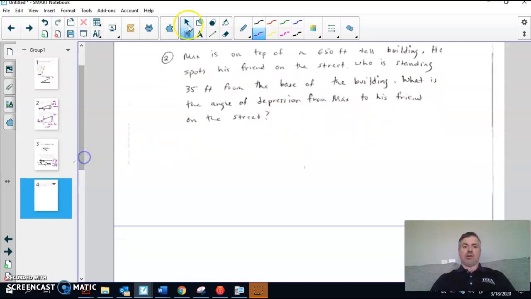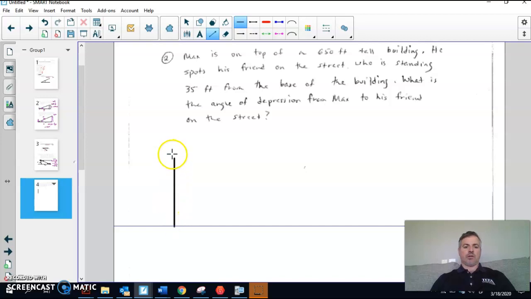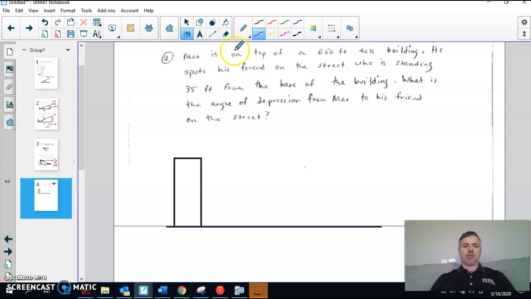So let's see. I need a tall building here. So let's use this. And tall building, something like this. And then I'll draw the ground. That's street level. I'll draw Max and his buddy. So Max is on top of the building now. He's up here. And then there's his buddy down on the ground.